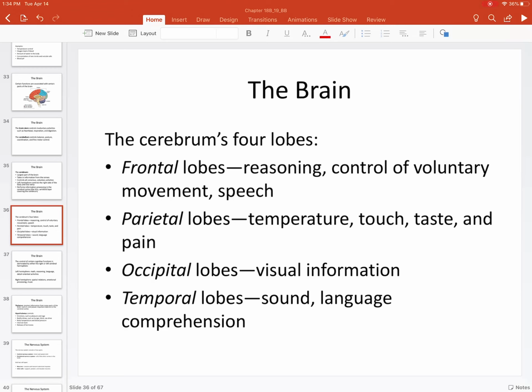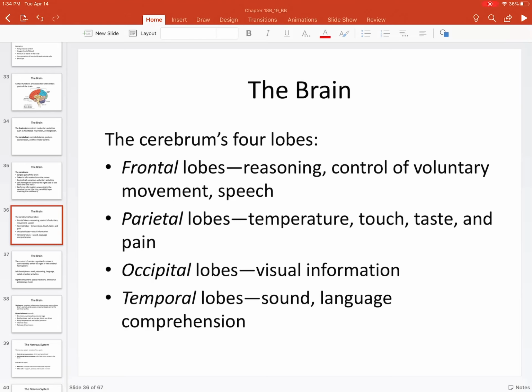The four lobes: you have the frontal lobe, which is responsible for reasoning, control of voluntary movement, and speech. So people who've had a traumatic brain injury to the front of their head would probably need some sort of speech therapy or learning how to breathe again. Things like that would come from damage in the frontal lobe of the brain.